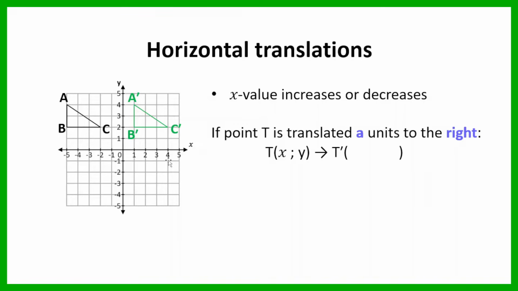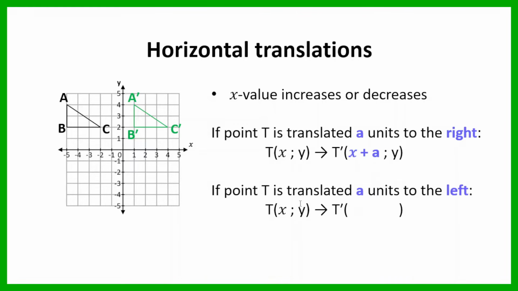Our rule that we got for horizontal translations is if you have a point T which is translated a units to the right, then the x value is going to increase by a, because as you move to the right on your Cartesian plane, the x values increase. So it's going to be x plus a, and then the y value stays as it is. However, if point T is translated a units to the left, then you're going in the opposite direction. That means that x is going to get less, so you're going to be subtracting from x. So it's going to be x minus a, and then the y stays the same.